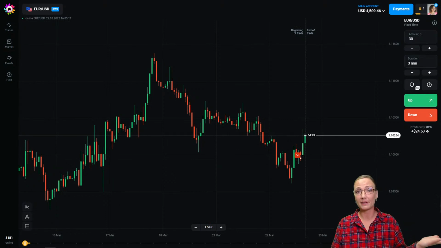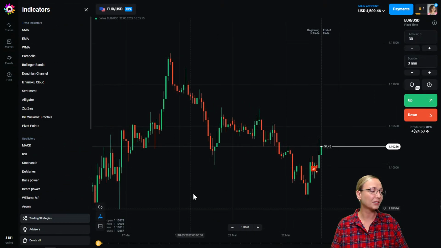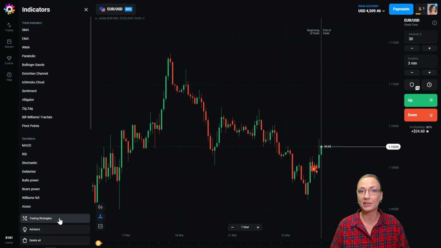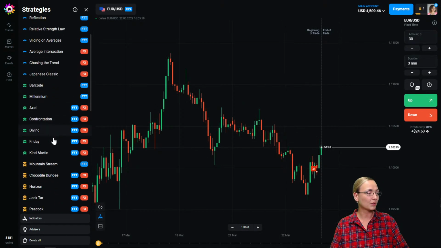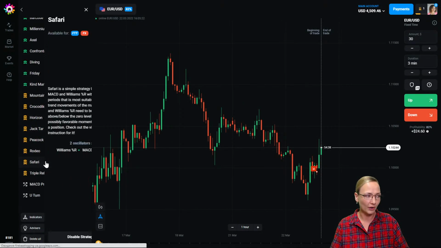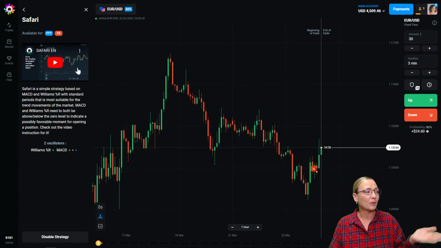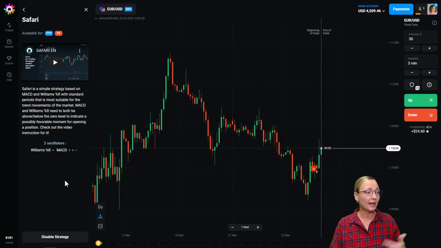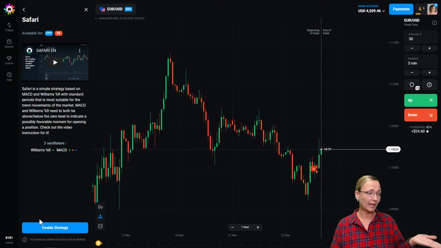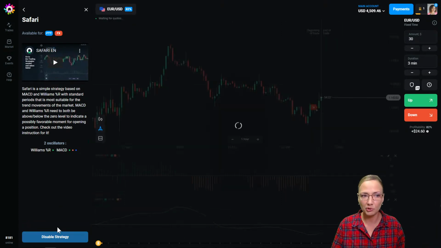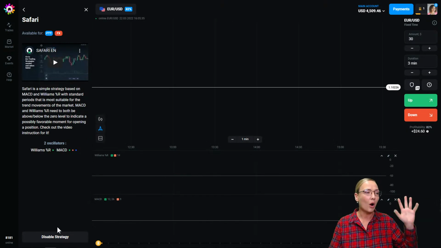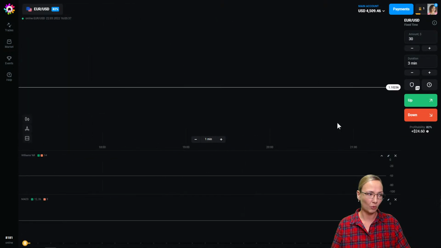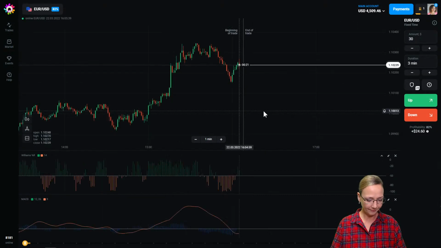Alrighty, so I do have the expert status, and in order for me to apply this strategy, all I have to do is go to the indicators tab right here, click on the indicators, and then select trading strategies. In the trading strategy, we're going to scroll down and just choose Safari. You can watch a short video to see how the strategy works. There's an explanation, and likewise, all I have to do is enable the strategy, and all the indicators are applied to the chart automatically with all the correct settings. Alrighty, there we go.